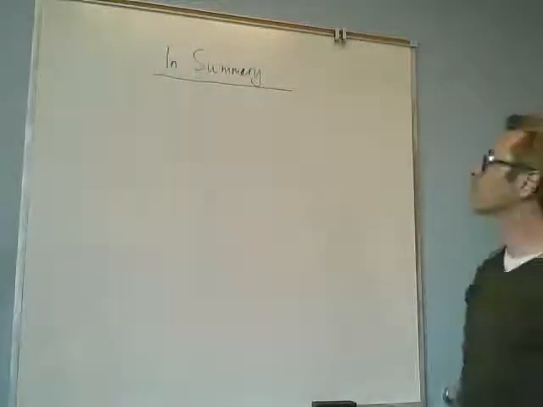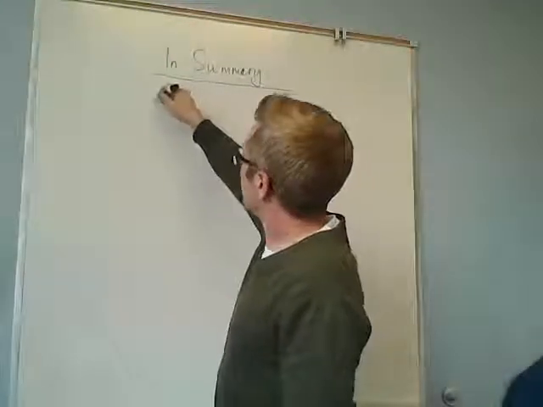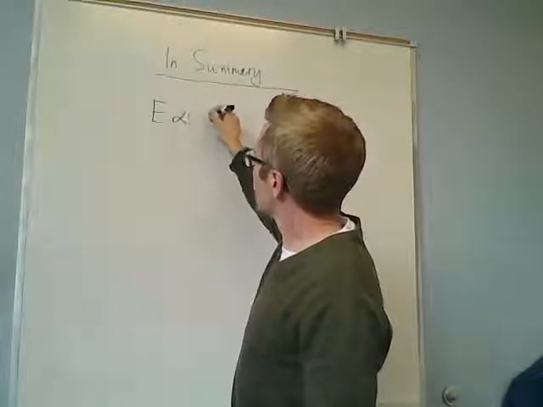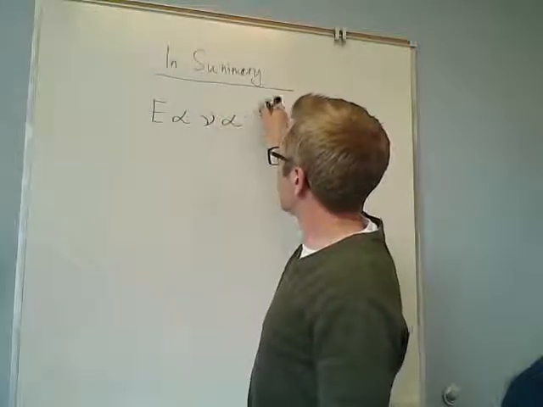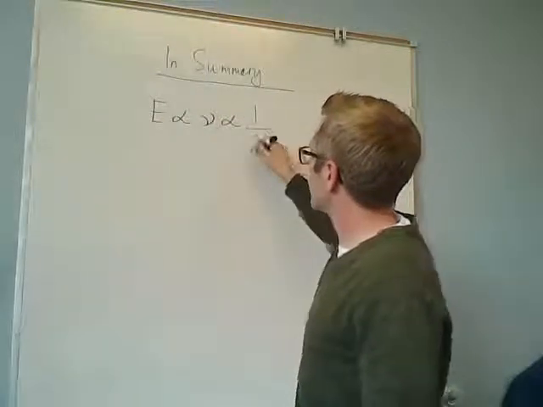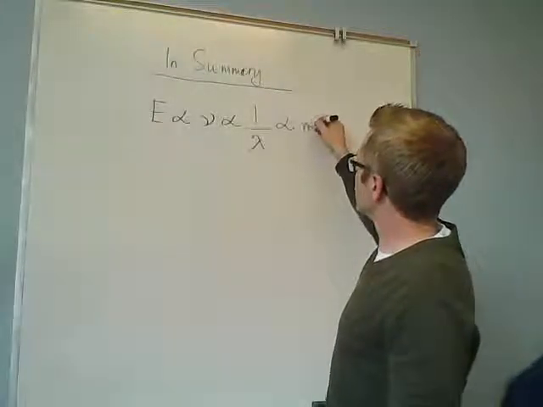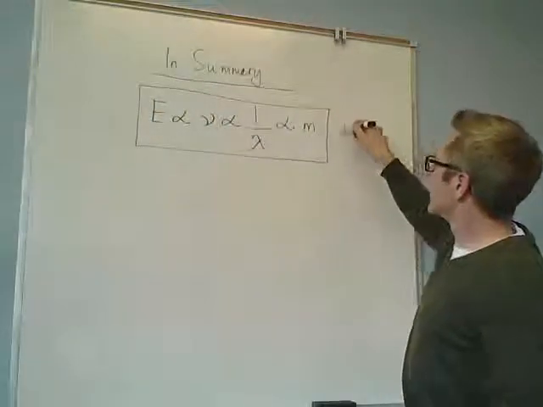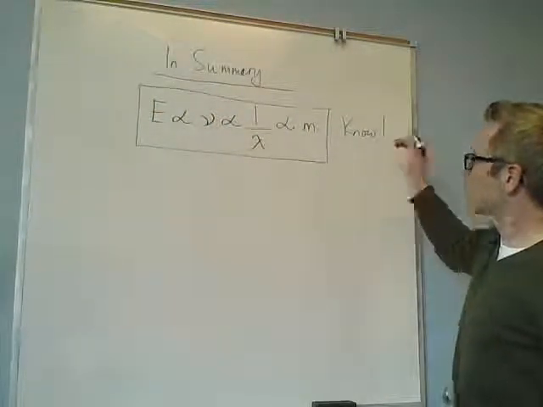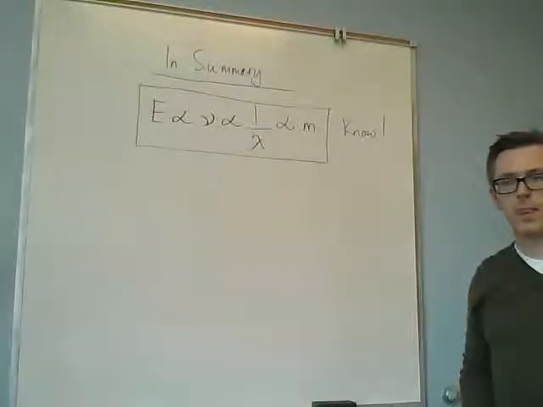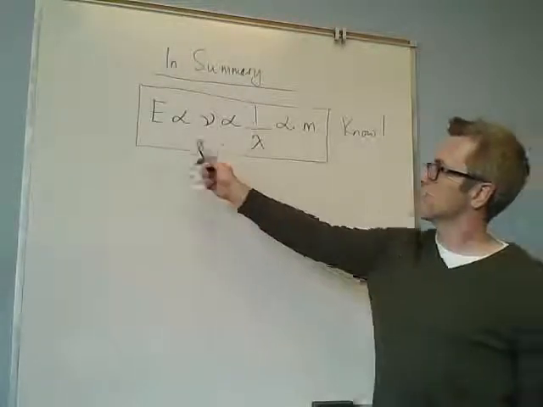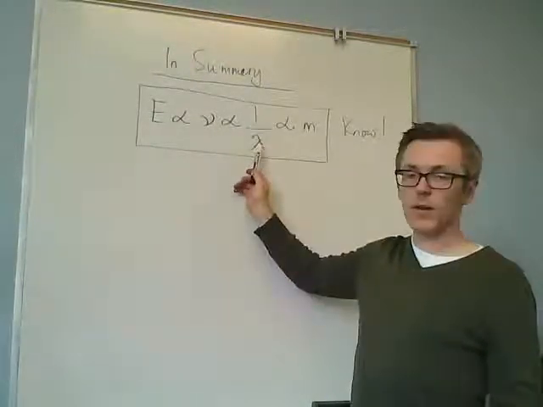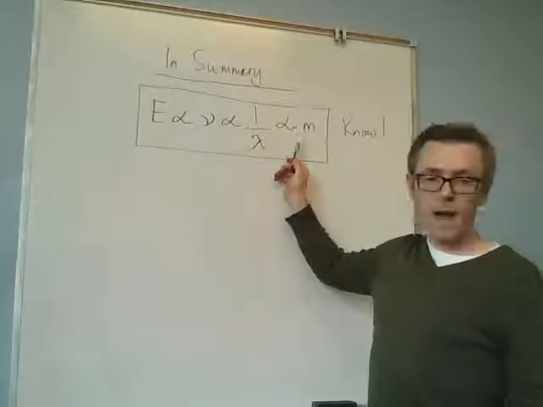So in summary, we know that energy is proportional to frequency, which is proportional to 1 over wavelength. We can add this proportional to mass. Know those relationships. Energy is proportional to frequency, proportional to 1 over the wavelength, proportional to mass.